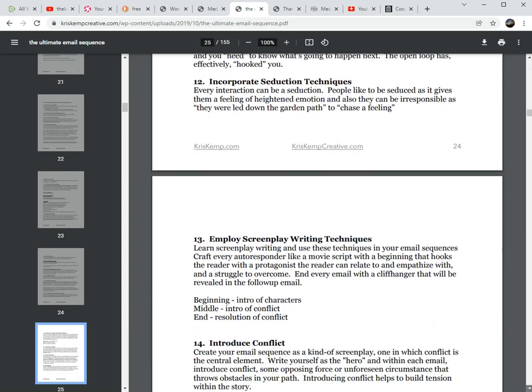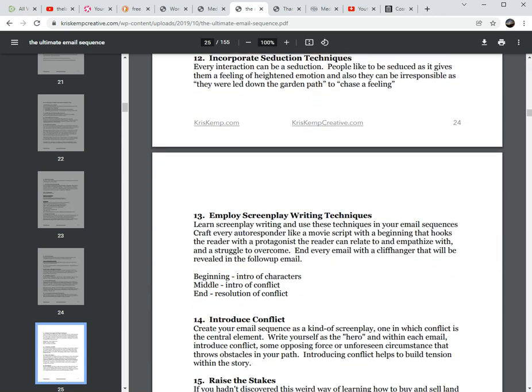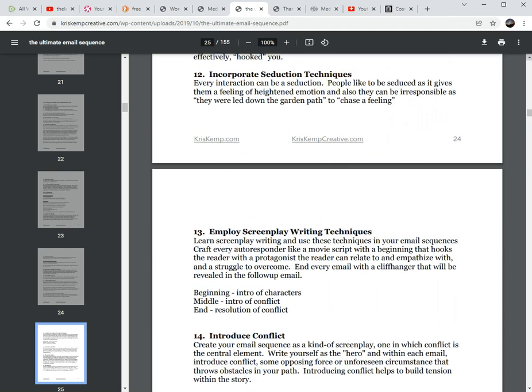Number 12, incorporate seduction techniques. Controversial. Every interaction, in a way, can be a seduction. People, maybe they like to be seduced as it gives them a feeling of heightened emotion, and also they can be irresponsible as they were, quote, led down the garden path, unquote, to, quote, chase a feeling, unquote. Employ screenplay writing techniques. Number 13.